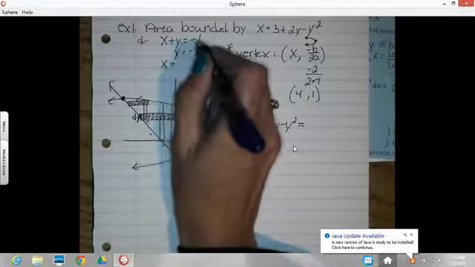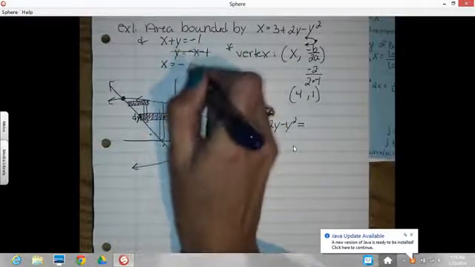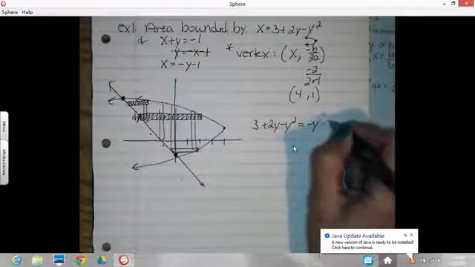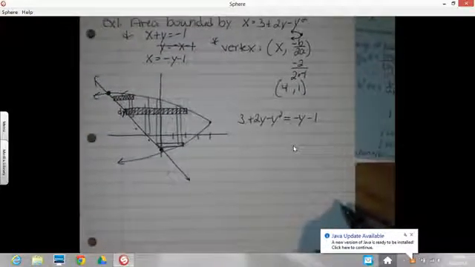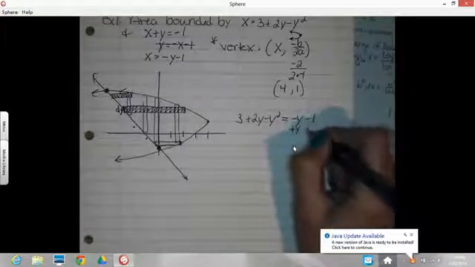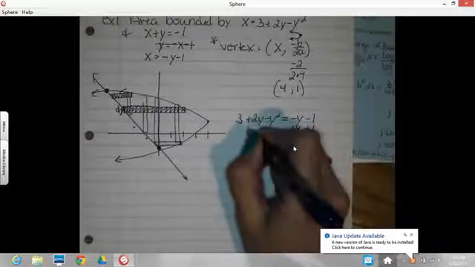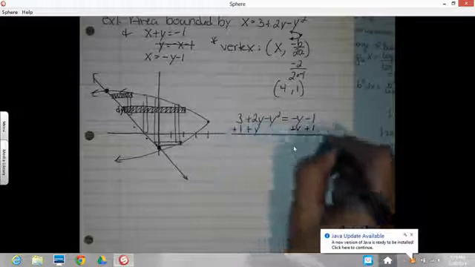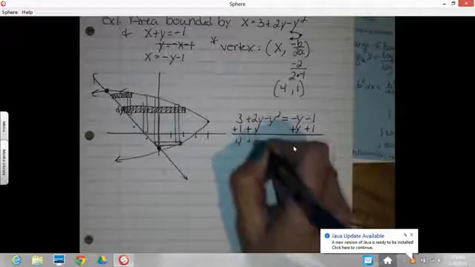Set those equal. To solve that, I'm going to get it equal to 0 and then run my quadratic formula program. So I'm going to add y to both sides and add 1. So I'll add y to the 2y, I'll add 1 to the 3. 4 plus 3y minus y squared equals 0.